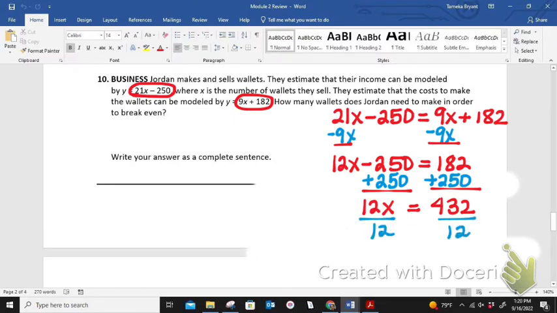And you get 36. So that means that if he makes and sells 36 wallets, then he's going to break even. Break even means he doesn't have a loss, but he also doesn't have a profit. Ivan, do you have that? You good? Okay. So 36 wallets is his break-even amount. So he won't have a profit, but he also won't have a loss.